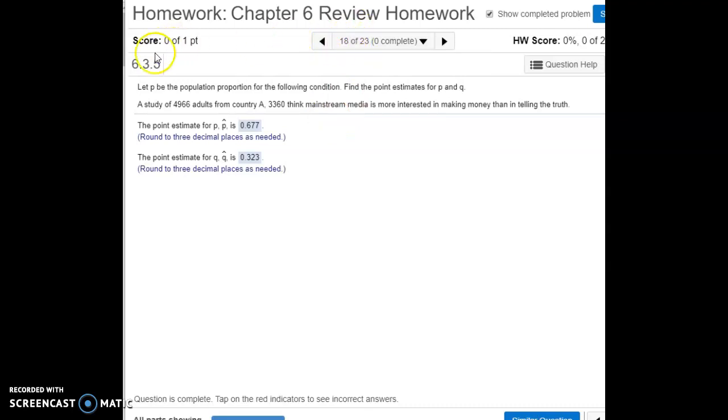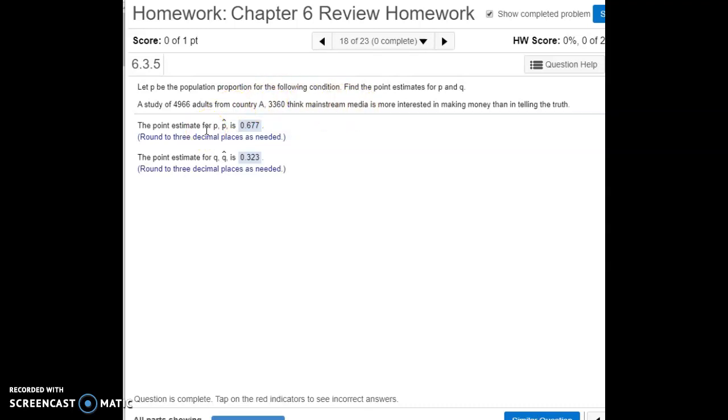For number 18, we're dealing with section 6.3, where we're trying to create confidence intervals to estimate the population proportion, as opposed to 6.1 and 6.2, where we were estimating population means. So we're given information about a study, the number of people in the study, and the number who think a certain way about the question we were asking them.